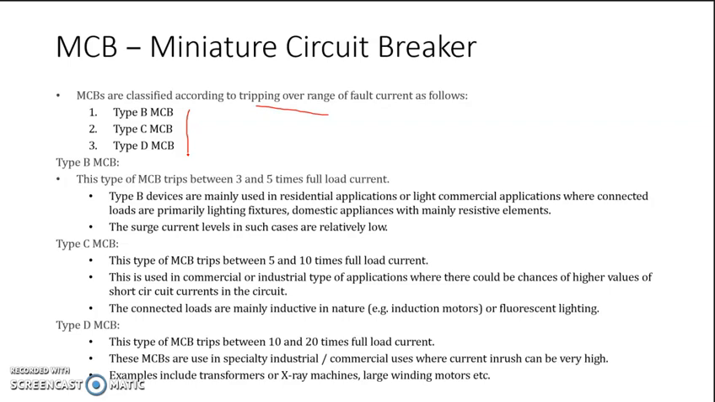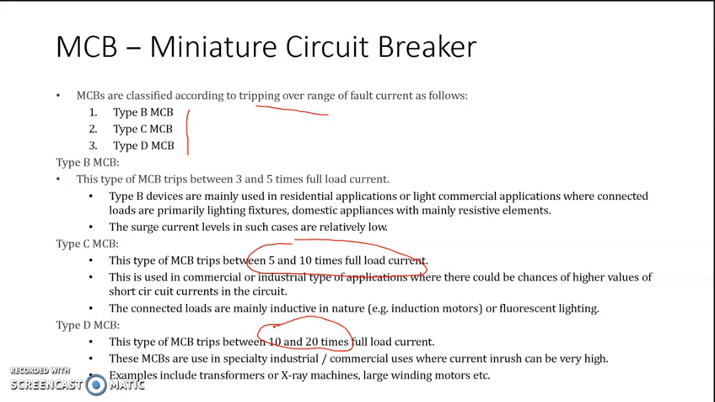And for type C MCB, the trip will act at 5 to 10 times the full load current, and it is used in commercial or industrial type applications. And type D MCBs will trip at 10 to 20 times the full load current, and they are used in industrial applications where X-ray machines or large winding motors are used.